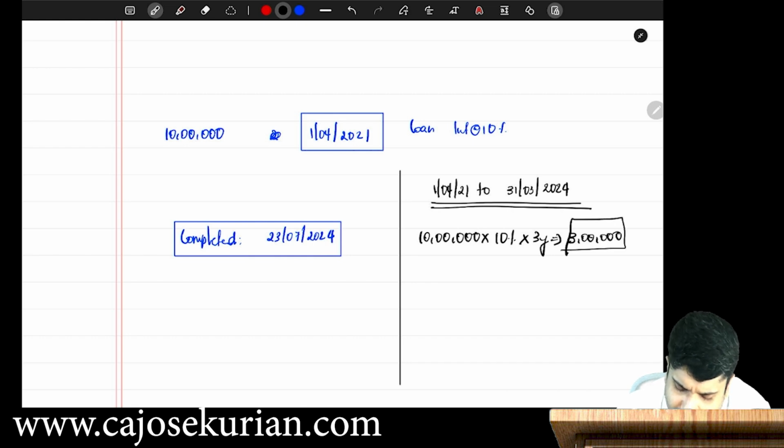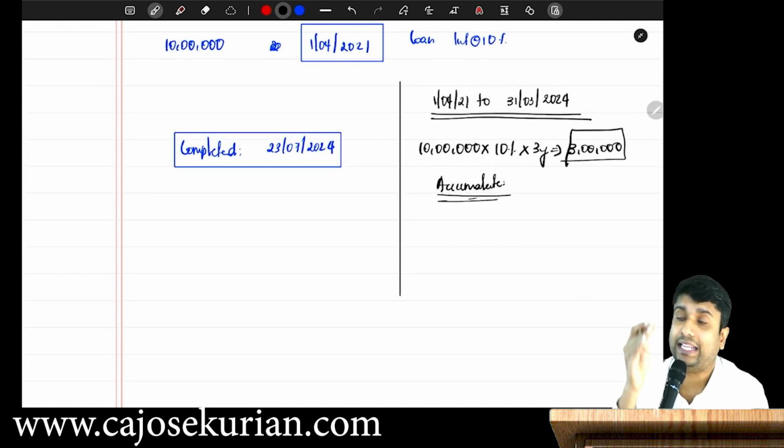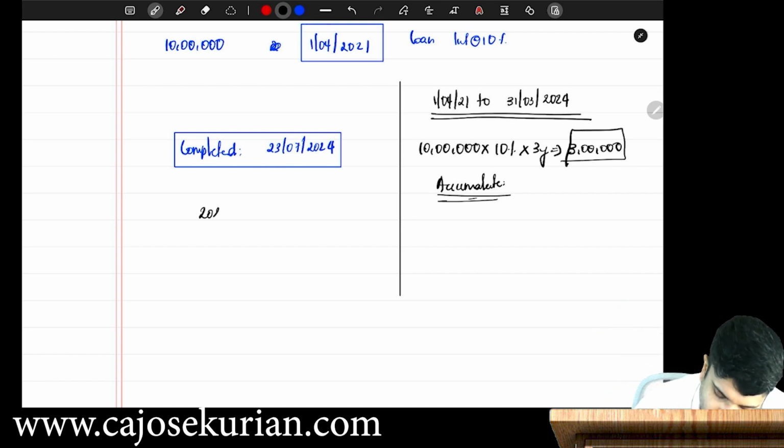What to do with this 3 lakh? I have to accumulate it, and I have to claim it as a deduction in 5 equal annual installments from the year of completion onwards. Which is the year of completion? 24-25 is the year of completion. Are you with me?